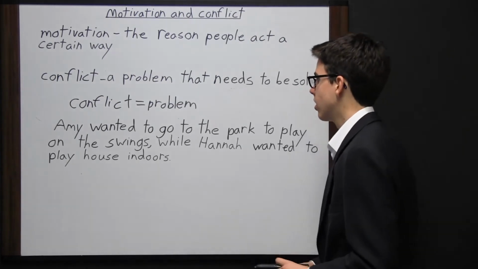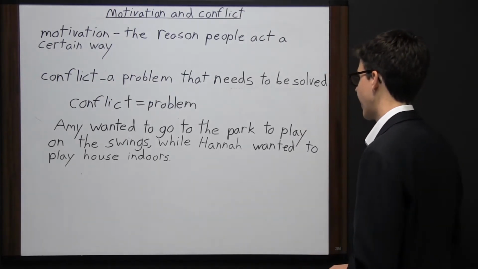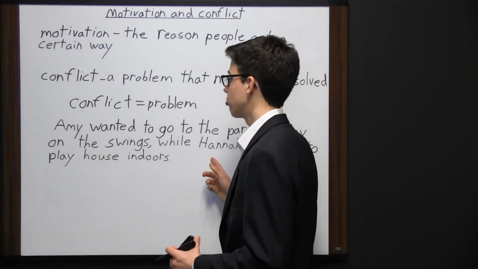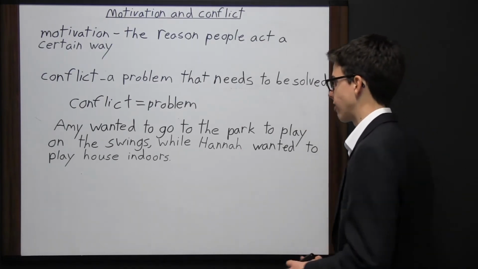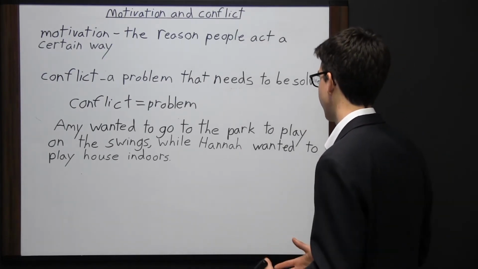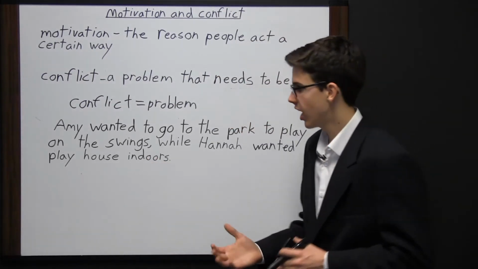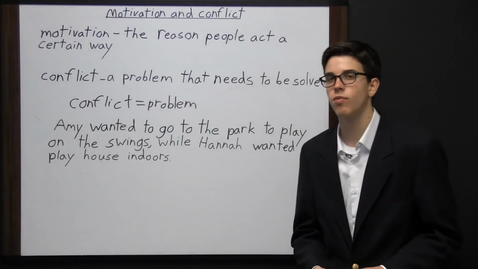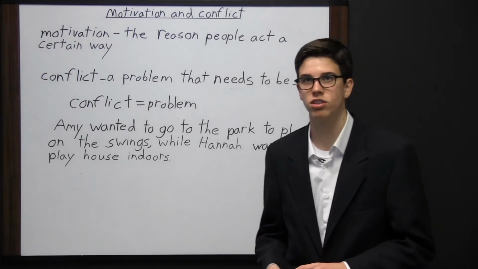So right here this says Amy wanted to go to the park to play on the swings while Hannah wanted to play house indoors. So it sounds like Amy and Hannah are probably sisters or maybe just good friends, but they want to do two different things. Amy wants to play on the swings while Hannah wants to go inside and play indoors. So there's conflict here because they want to do two different things. So the two characters have two different ideas. Amy wants to do one activity, Hannah wants to do another.